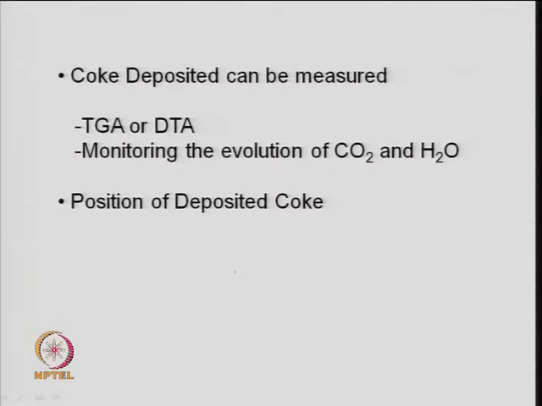The coke deposited, as I said, can be measured by thermogravimetric analysis, which we have discussed. We heat the sample, a known mass of the catalyst taken in a pan, at different temperature rates and up to a temperature of, say, 1000 degree centigrade, because the nature of coke may depend on the temperature. It may be graphite type carbon, it may be amorphous type, it may be a kind of carbon nanotubes or nanofiber.